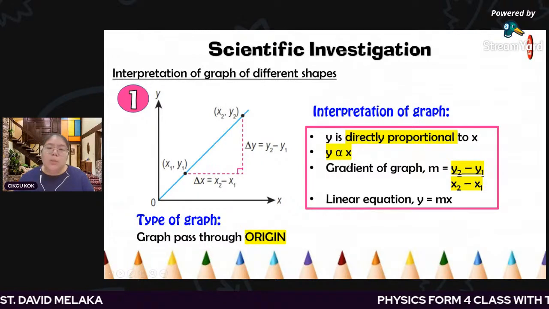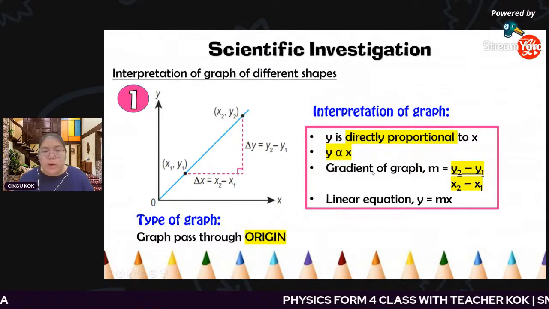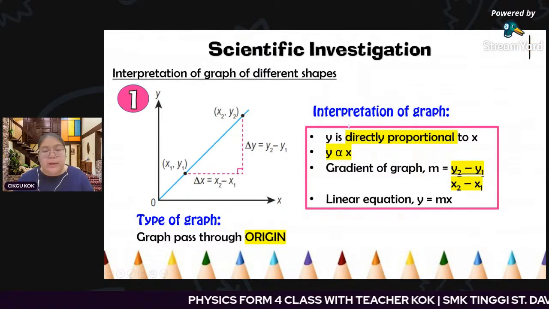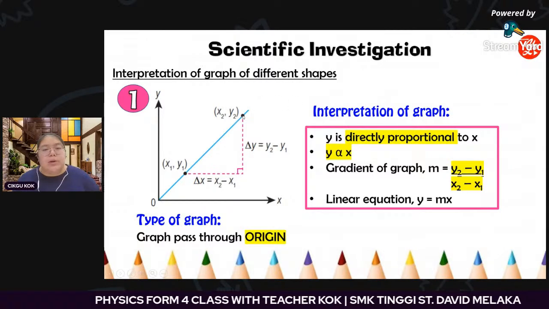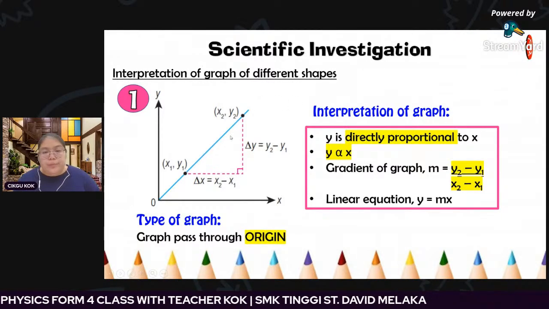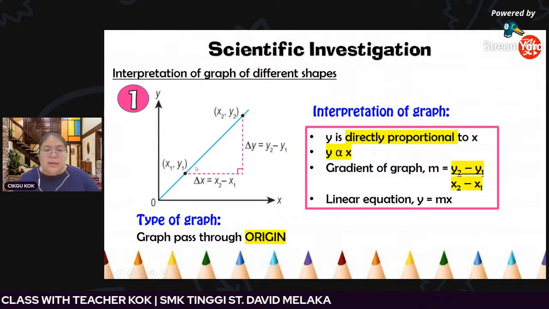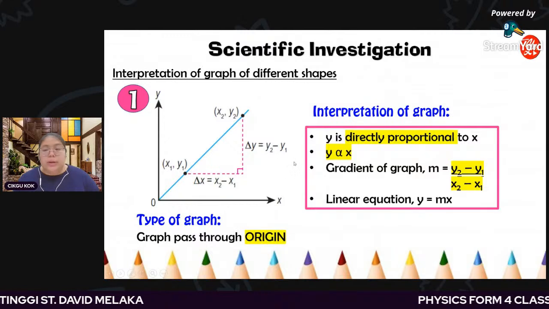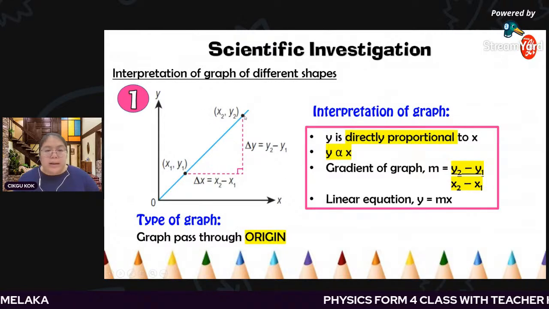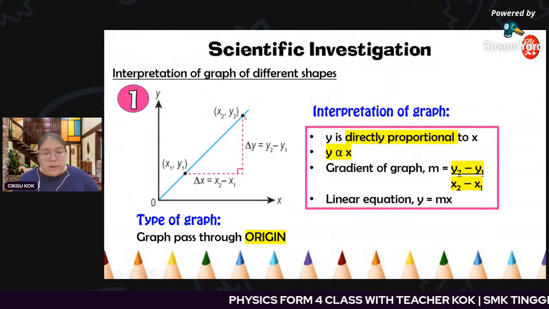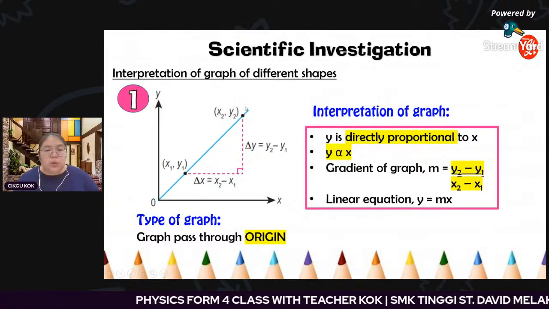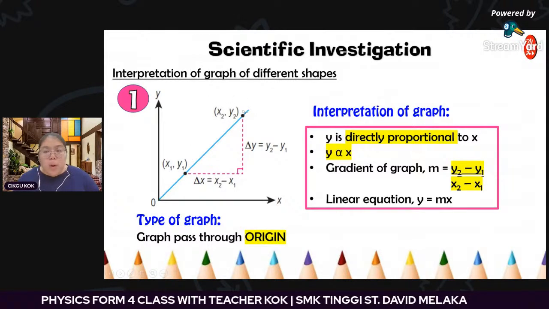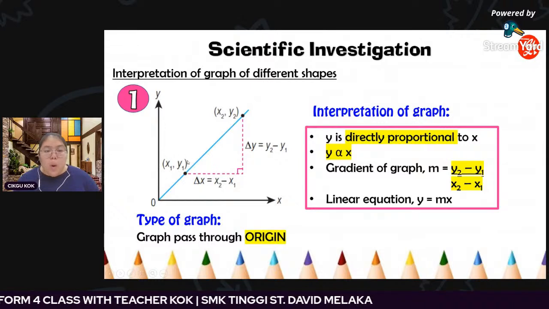Now, when you find the gradient, hopefully everybody knows how to find the gradient. When you find the gradient, you need to find 2 points from the line. After that, you label the coordinates, then we do the calculation. For coordinates, we mention the x first. So from here, this is point number 2, and this one is point number 1.